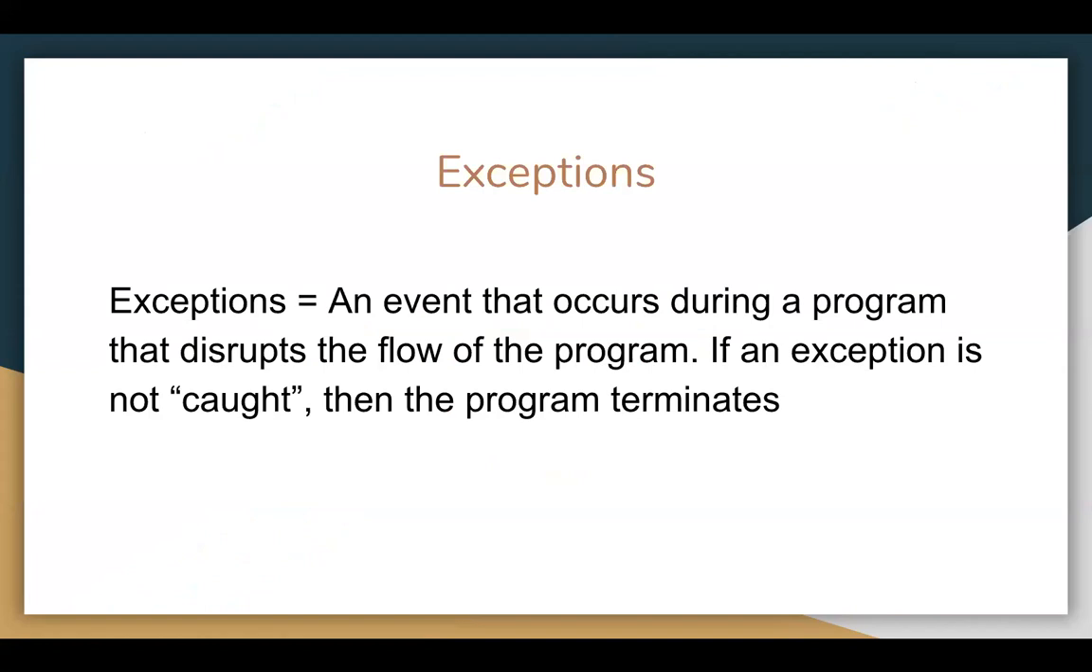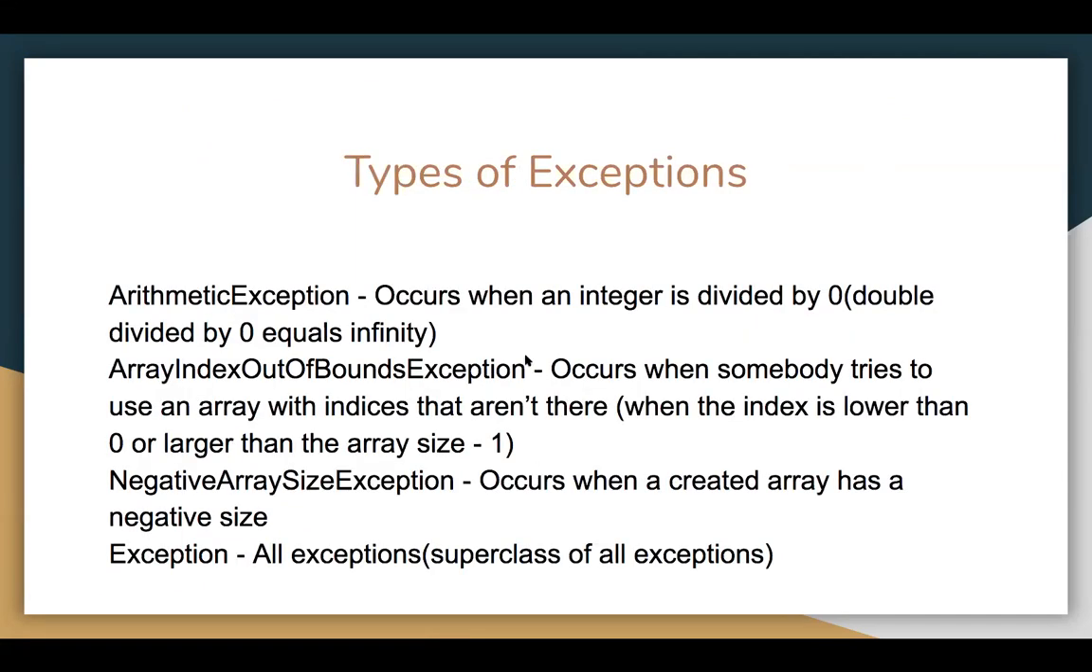And these exceptions are kind of like errors in a way. It's just they're more easily dealt with. So these are some types of exceptions that you might get. First one over here, we have arithmetic exception. This occurs when an integer is divided by 0. Inside the parentheses, I have a little note: if you divide a double by 0, then it equals infinity. So an arithmetic exception is mainly what happens when you divide an integer by 0.